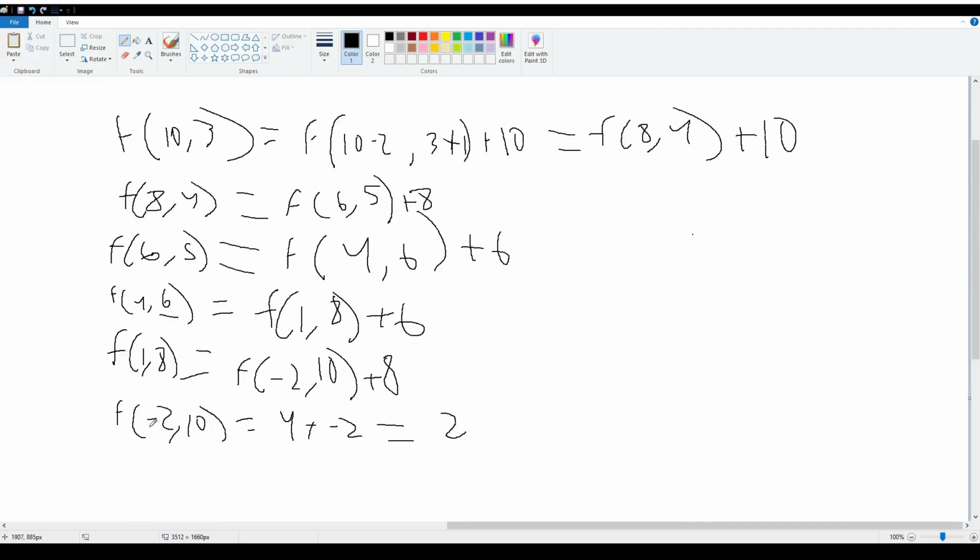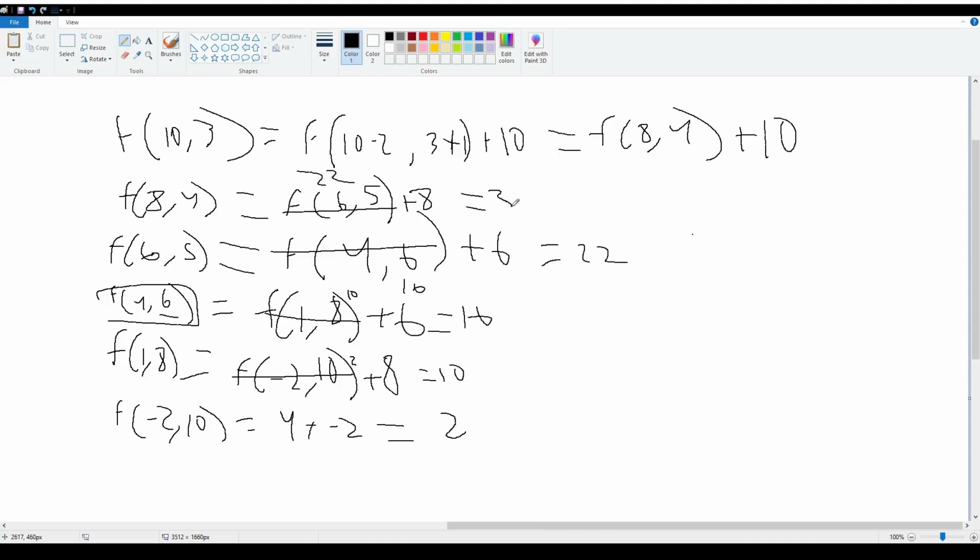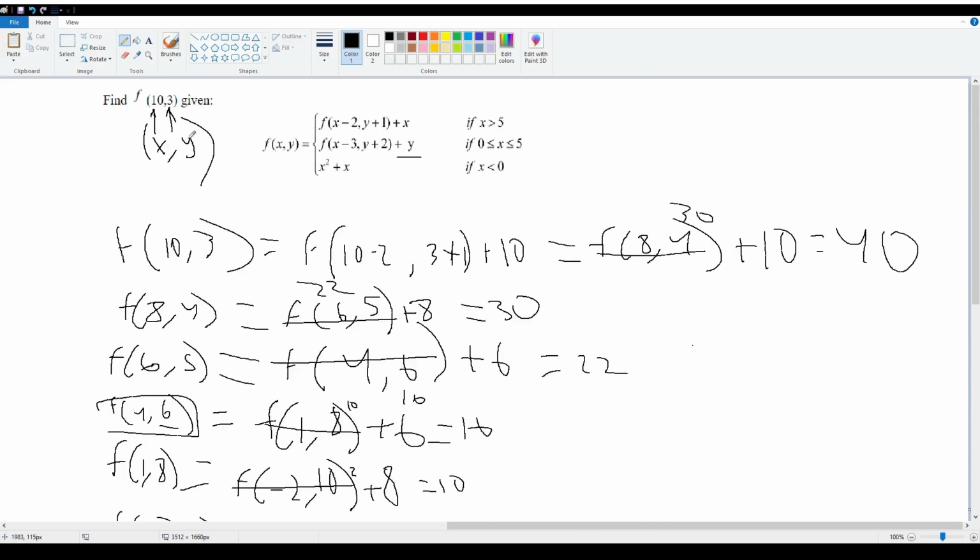So now we know f of negative 2, comma 10, so we can go all the way up the ladder. This is 2. 2 plus 8 is equal to 10. So now this is 10. 10 plus 6 is equal to 16. So this is 16. 16 plus 6 is equal to 22. 22 plus 8 is equal to 30. 30 plus 10 is equal to 40. So that's our answer. It's equal to 40.